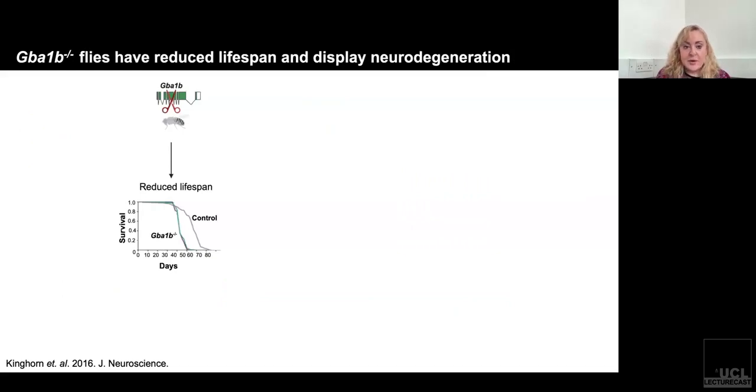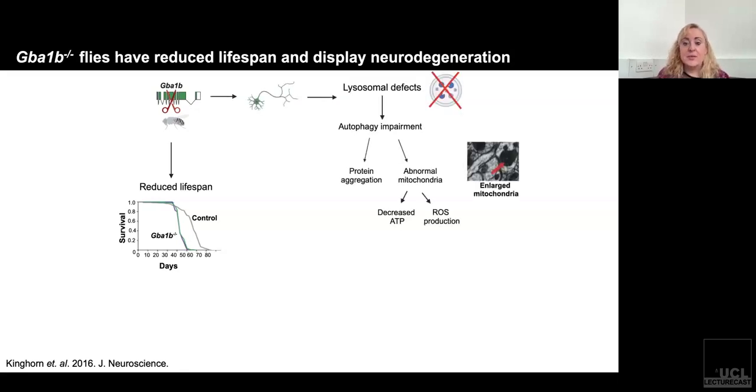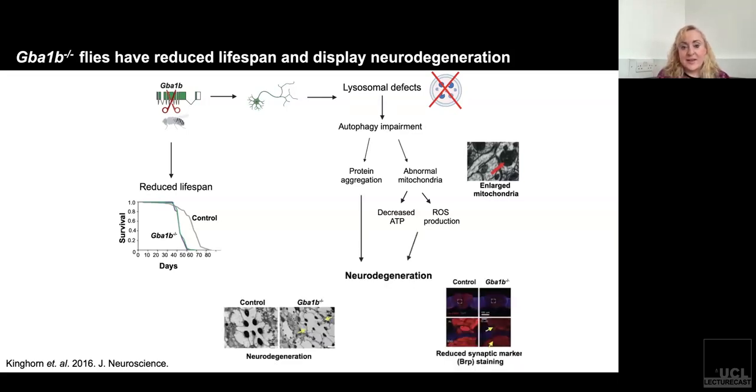We performed lots of different characterization on this fly model. We showed that flies lacking GBA1B are very sick, they have reduced lifespan, and we also showed that they displayed age-dependent locomotor decline. Downstream of the lysosomal defects, we showed that there was a significant block in autophagy in the fly brain, and that this was associated with accumulation of proteins such as P62 and polyubiquitin. The mitochondria also appeared very abnormal, and there were reduced levels of ATP. And all of these defects led to neurodegeneration and synaptic loss.